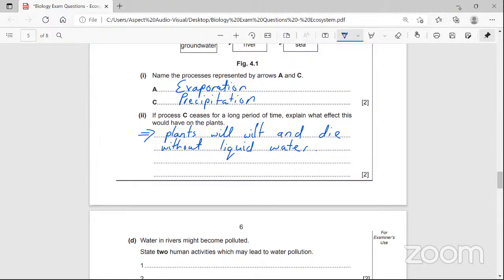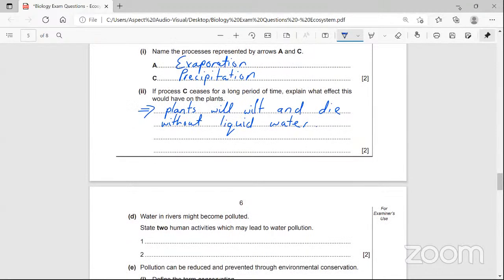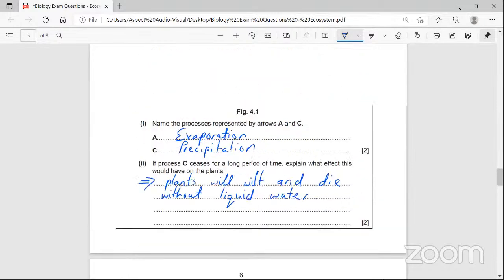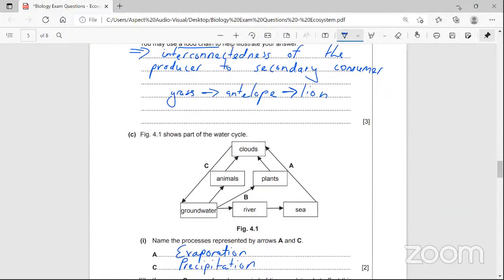That's the one that they use. Can they use the water in the air? They use it, or it's part of the transpiration. It's because that's the one that they use. Process C is going from your clouds to groundwater. So it's present as liquid water.